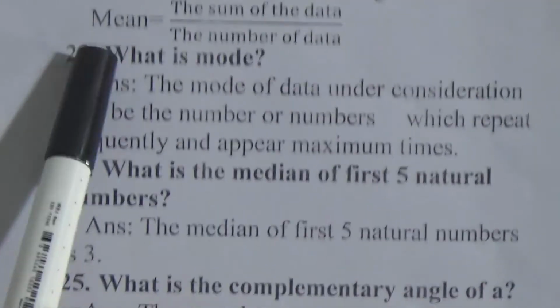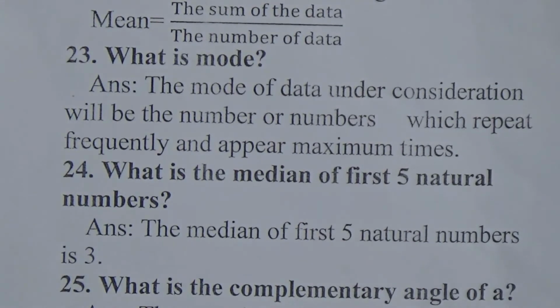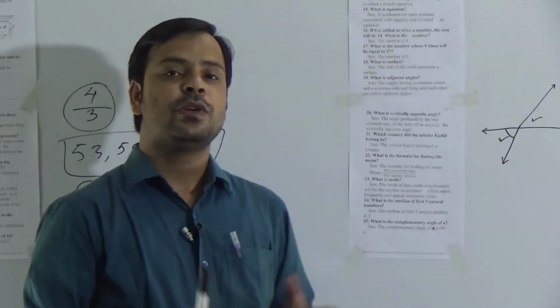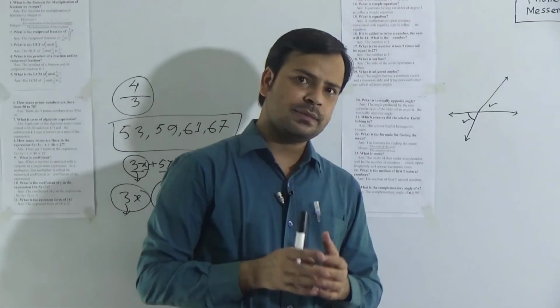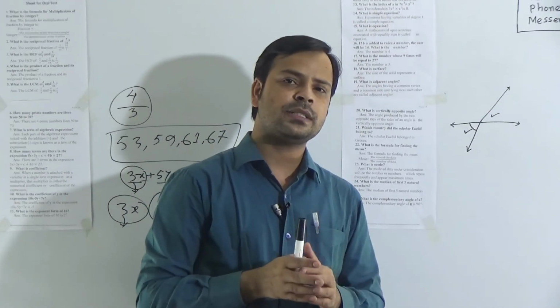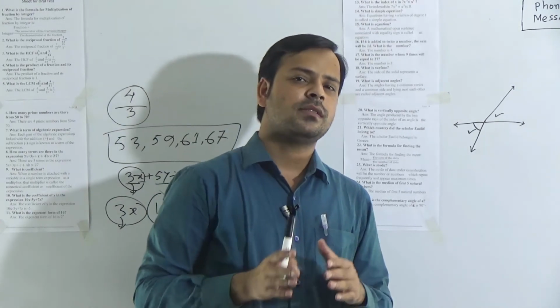Then question 23, what is mode? Dear students, you know the mode. The mode of data under consideration will be the number or numbers which repeat frequently and appear the maximum number of times. It means that the data which is repeated the maximum number of times is known as the mode.